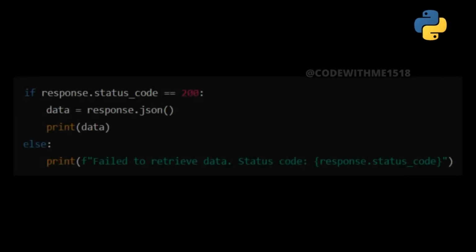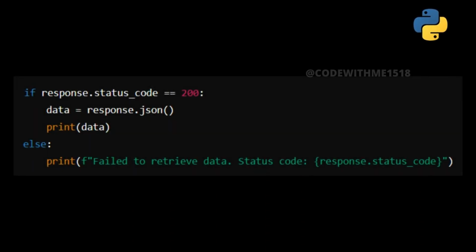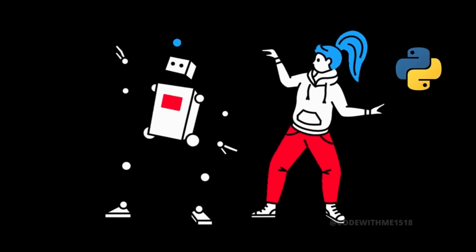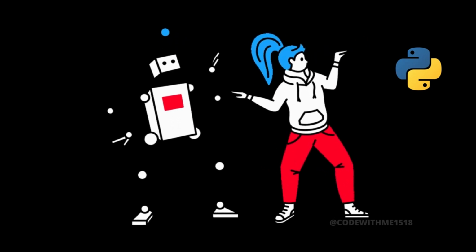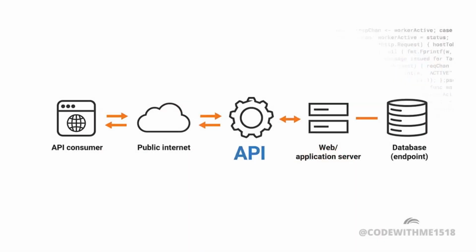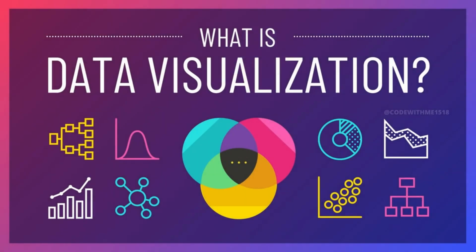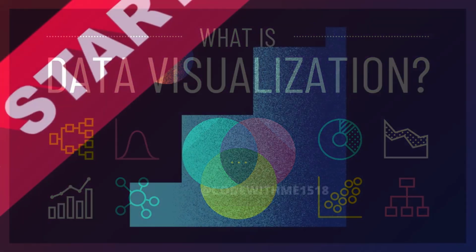You can also handle errors and check the status of your requests. A status code of 200 indicates that the request was successful. If the request fails, you can handle the error appropriately. And there you have it, folks, an introduction to APIs with Python. You've learned the basics of APIs, how to make HTTP requests, and how to process and extract data from API responses. Ready to bring your data to life? Let's get started.